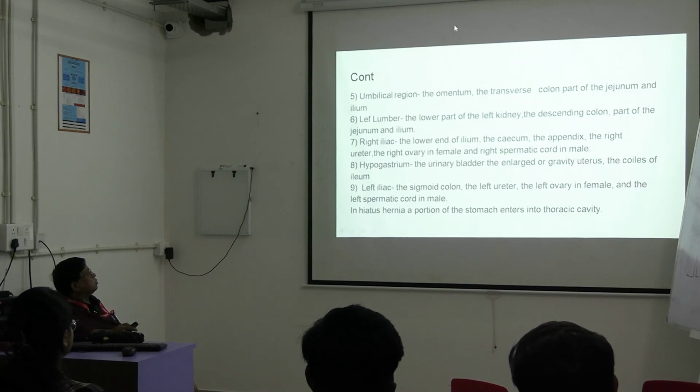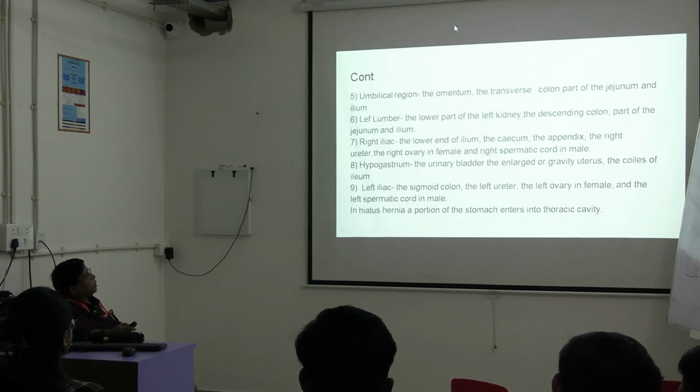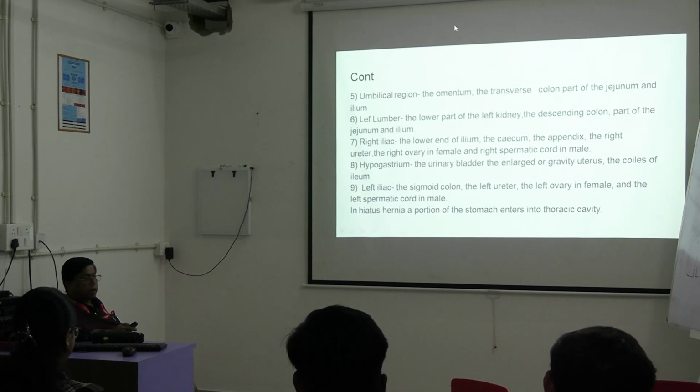The right iliac fossa, you know, contains the lower end of the ileum, the terminal ileum. It's very important to know that various diseases will come across in the terminal ileum, where the ileum joins with the cecum. That is the terminal ileum. The cecum and the appendix are in the right iliac fossa, along with the right ureter, the right ovary in females, and the right spermatic cord in males.